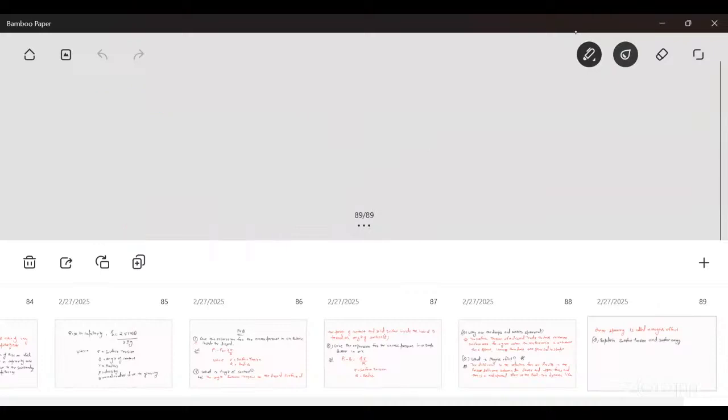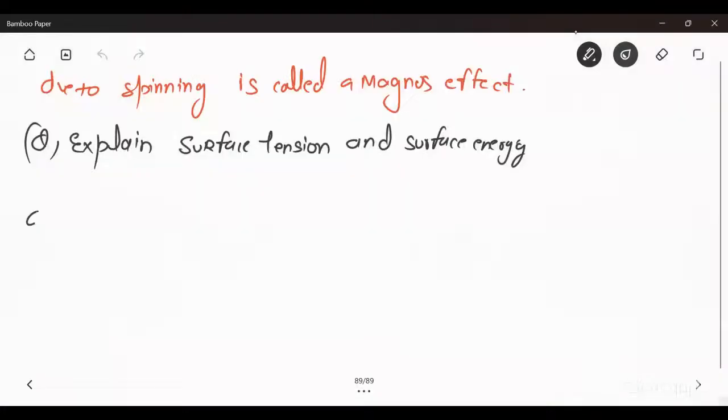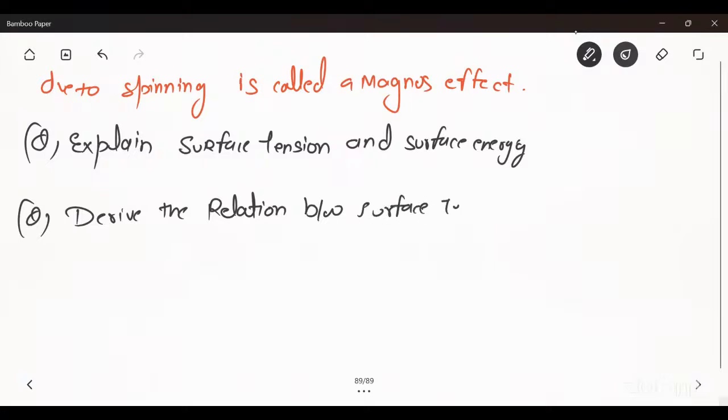Now the next question is: derive the relation between surface tension and surface energy. That is the most important question. Surface tension and surface energy.